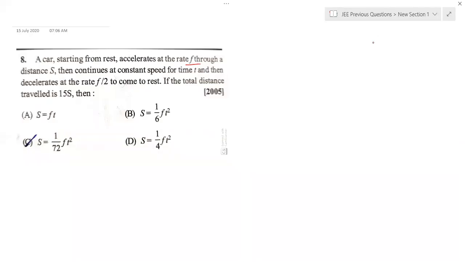A car starting from rest accelerates at the rate f through a distance s, then continues at constant speed for time t, and then decelerates at the rate f by 2 to come to rest. If the total distance traveled is 15s, then here we will draw the graph between velocity versus time for the given data.